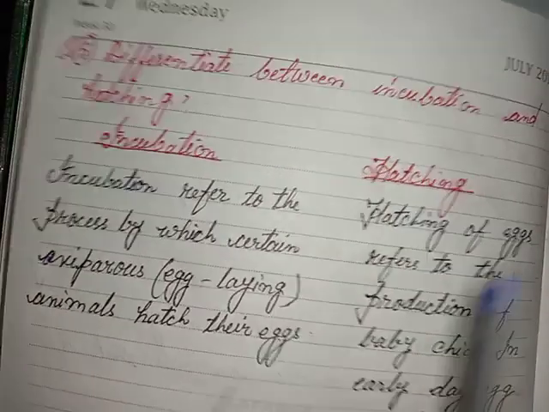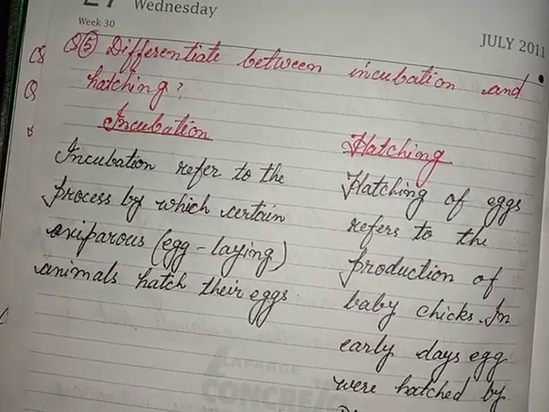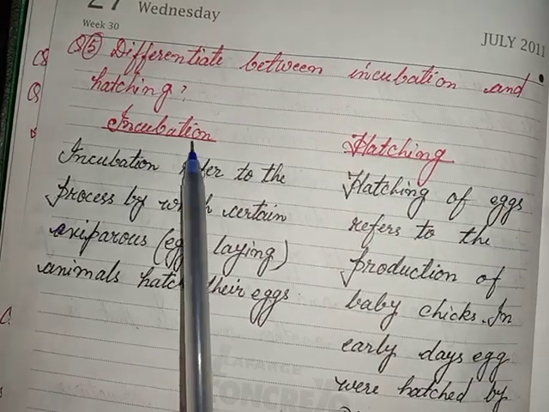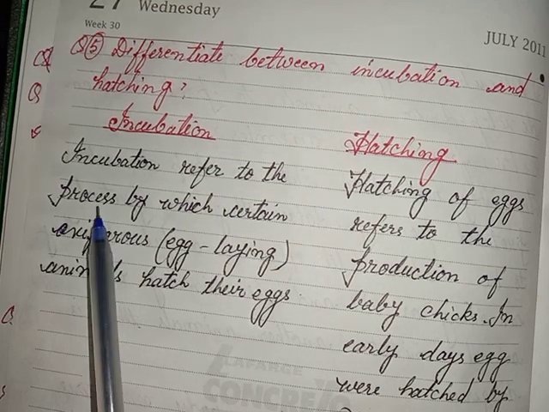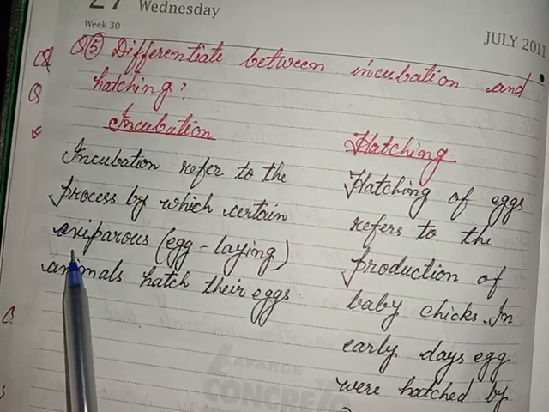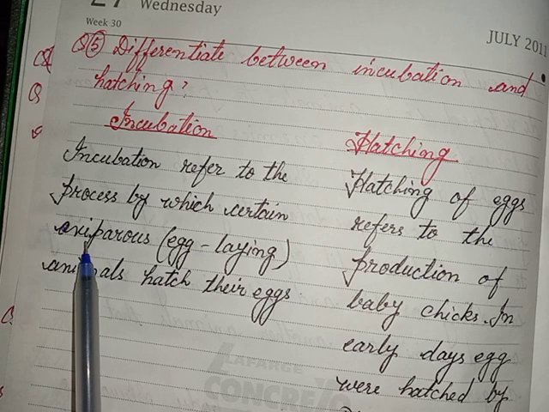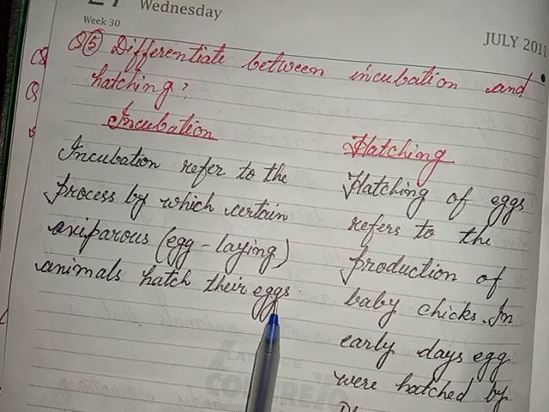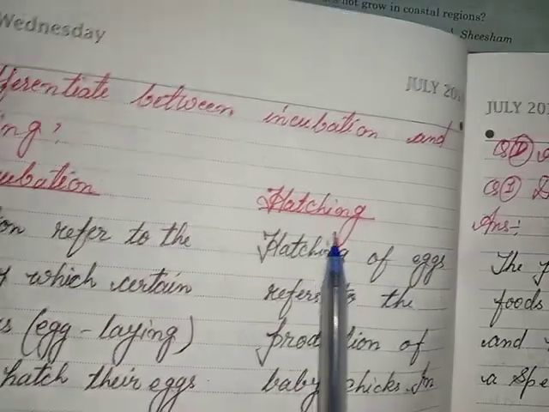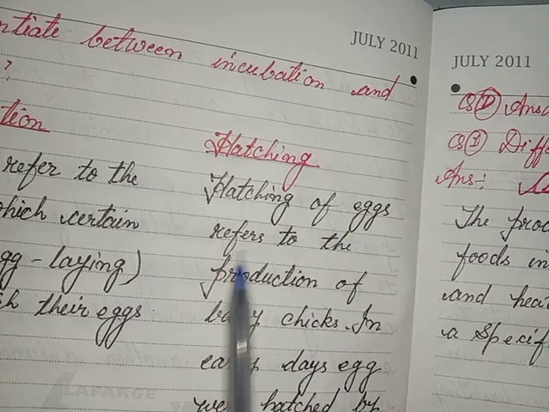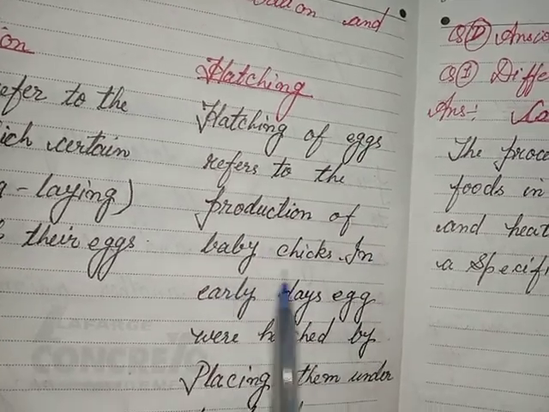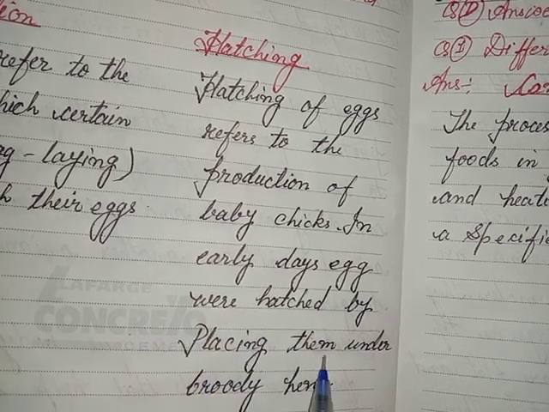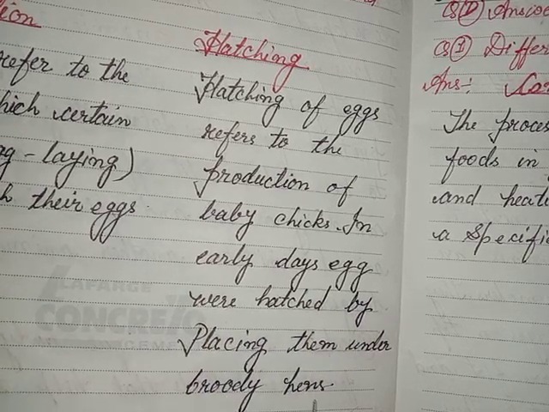Question 5. Differentiate between incubation and hatching. Incubation refers to the process by which certain oviparous egg-laying animals hatch their eggs. Hatching of eggs refers to the production of baby chicks. In early days, eggs were hatched by placing them under broody hens.